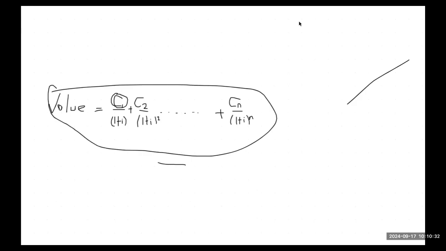Please tell me, if this interest rate increases, what will happen to this number? Decrease, right? If the interest rate increases, the denominator increases and the value decreases. This one decreases as well. So the value of the asset decreases.